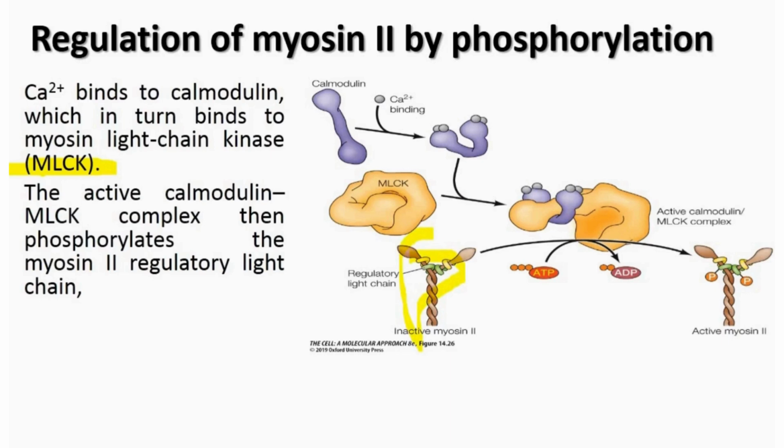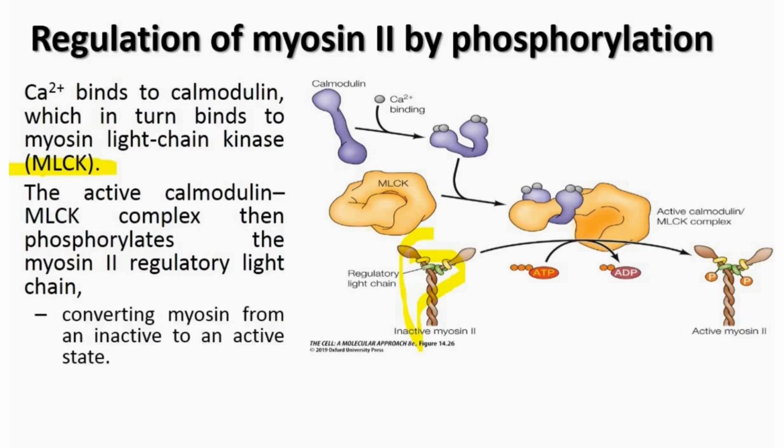You have phosphate addition, that is ATP is converted to ADP. Thus, the active calmodulin MLCK complex, that is myosin light chain kinase complex, phosphorylates the myosin 2 regulatory light chain. Once the regulatory light chain is phosphorylated, it will convert myosin from an inactive to an active form. So, it will convert inactive myosin into an active myosin.